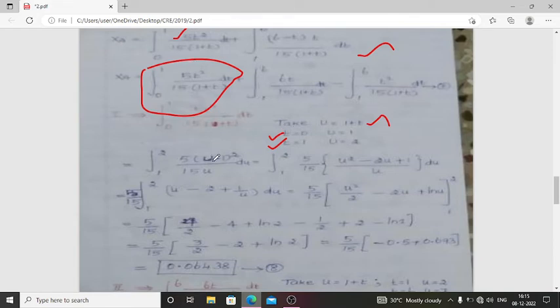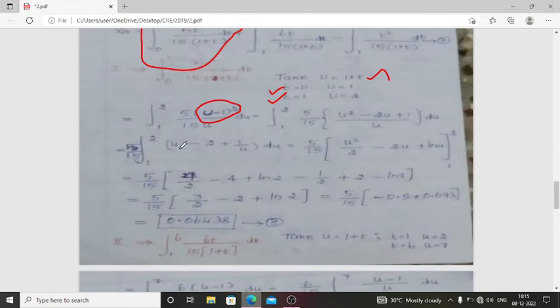So the numerator part, 5 into, what is the t here? In the substitution method, u is equal to 1 plus t, which means t is equal to u minus 1. So (u minus 1) whole square divided by 15u. Why? Because 15 into (1 plus t), and 1 plus t is equal to u, so 15u. dt is equal to du. So here the integration from 1 to 2, 5 by 15 is a constant, take it outside. Here apply the (a minus b) whole square formula. So (u squared minus 2u plus 1) whole divided by u into du. So this equation is divided with u. The first part u, the second one minus 2, plus 1 by u into du.